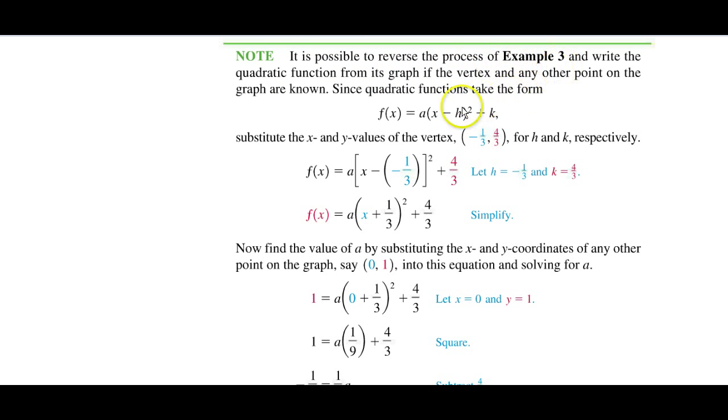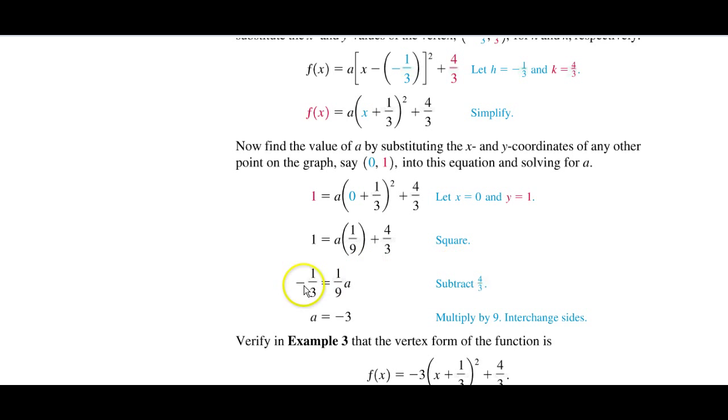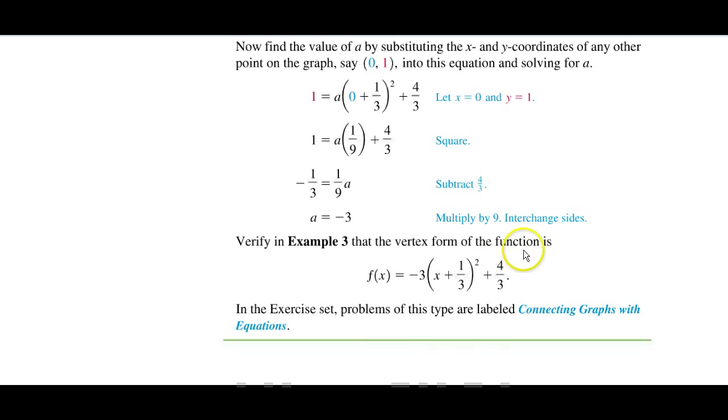Now what they're giving us this note about is that it's possible to reverse the process of example C, keeping in mind the vertex formula, and you know the values of the vertex. So you then can put this for your h. Remember, our negative value with a negative here makes this a positive. And then our k is this. And if you substitute, let's say x is 0, you square this, you get 1/9, and then eventually you get -1/3 equals 1/9 of a. A becomes 3. So now you have your first value here.